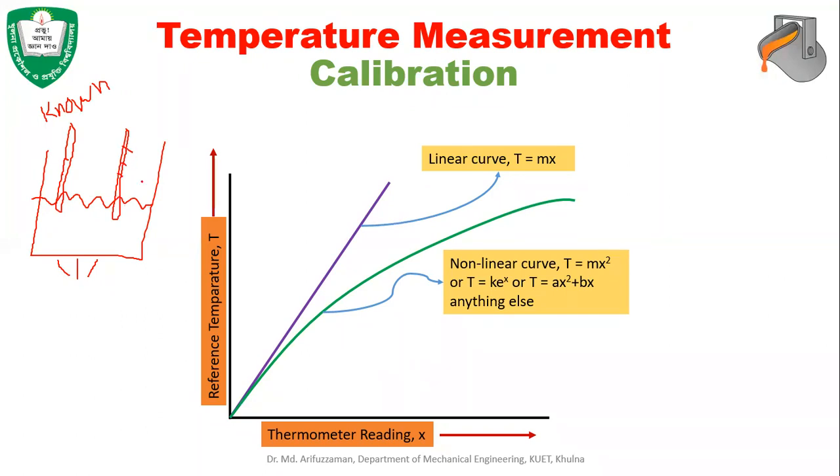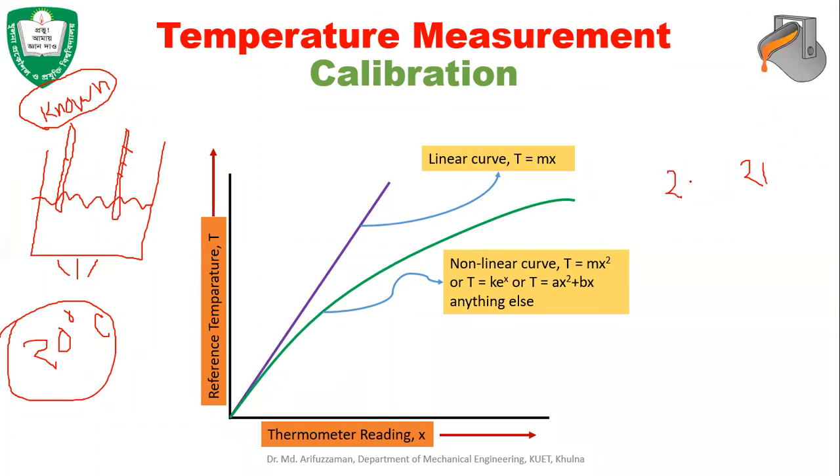To do the calibration, let's say the first temperature of this bath is 20 degrees Celsius. The known thermometer, which gives the accurate result, will give you the exact 20 degrees Celsius reading. But the thermometer that needs to be calibrated might not give you the exact result. This thermometer might give you like 21, and the reference thermometer is giving you exact 20.